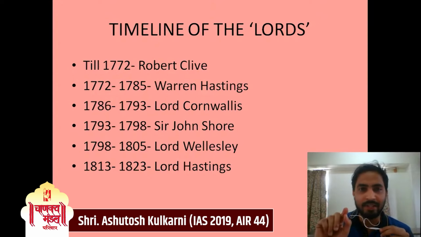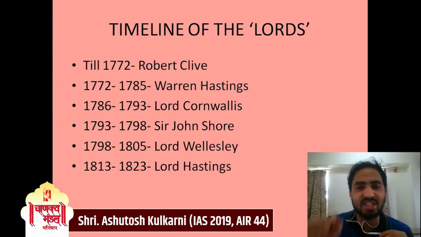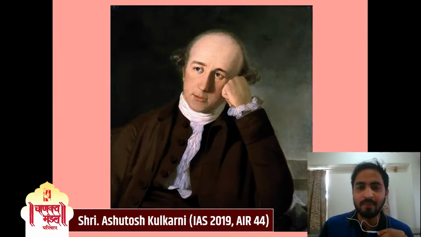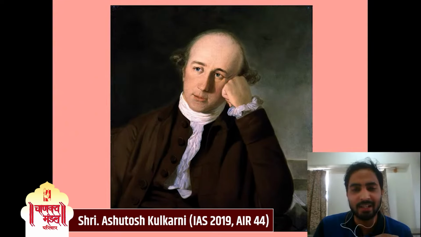So we have seen till 1772, Robert Clive had the dual government and he was withdrawn, and Warren Hastings has been sent to India. So now let us see what this guy Warren Hastings wreaked havoc in India. So this is the photo of Warren Hastings.